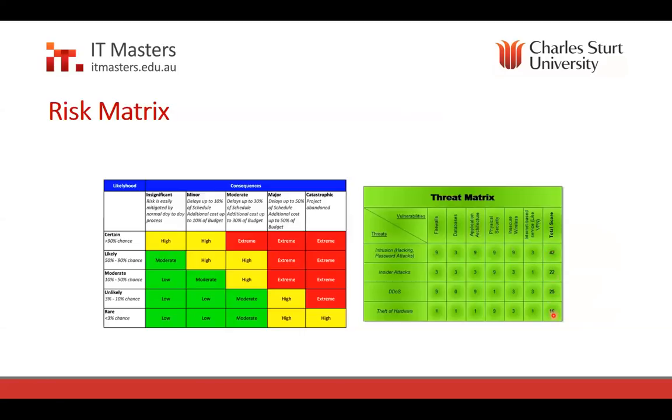In that case, we would put more effort or money into our intrusion prevention than we would into our theft of hardware. That's a basic threat matrix. You can see that's one way of doing a threat matrix. You don't have to do it that way. There's more than one way to do it. Just an example.